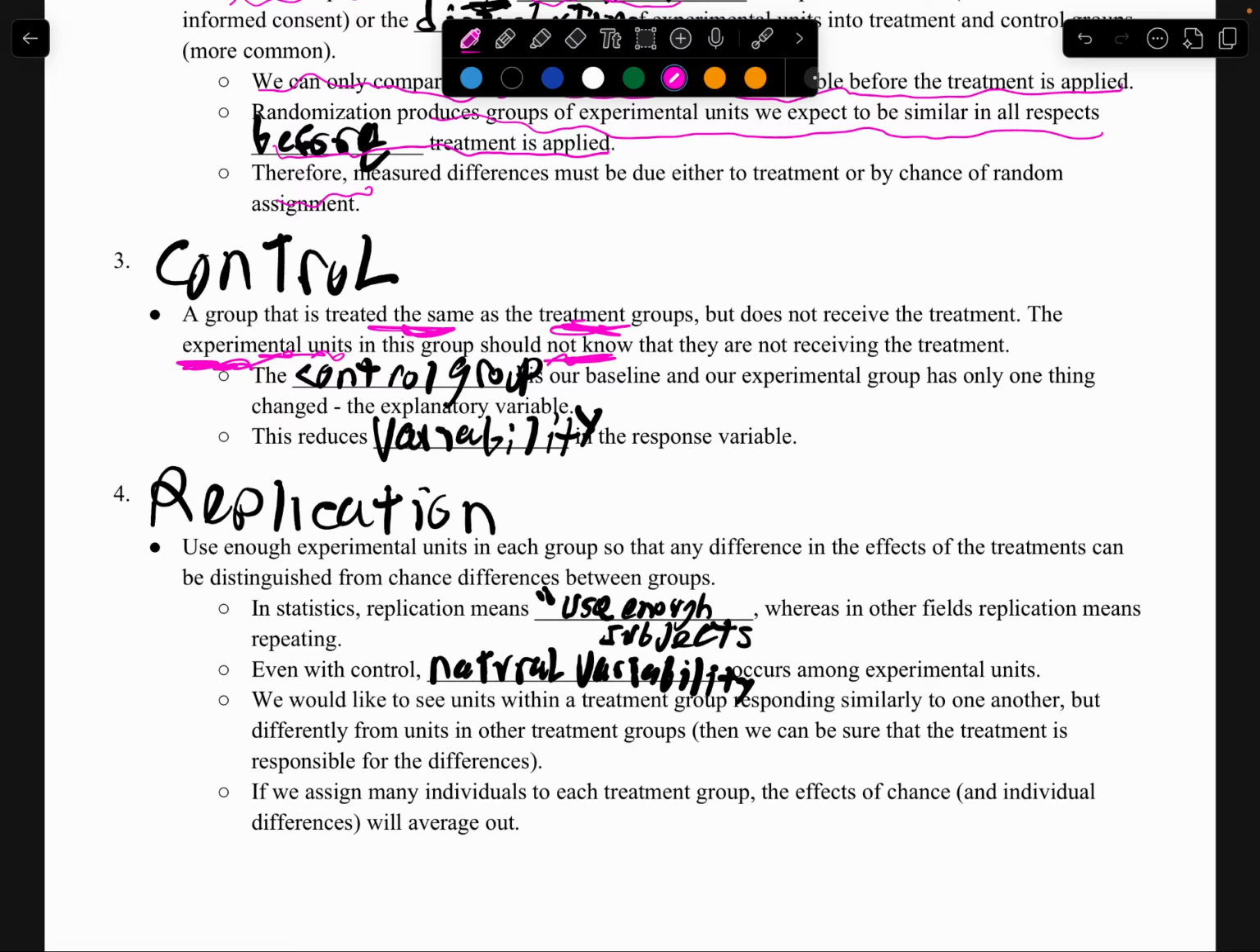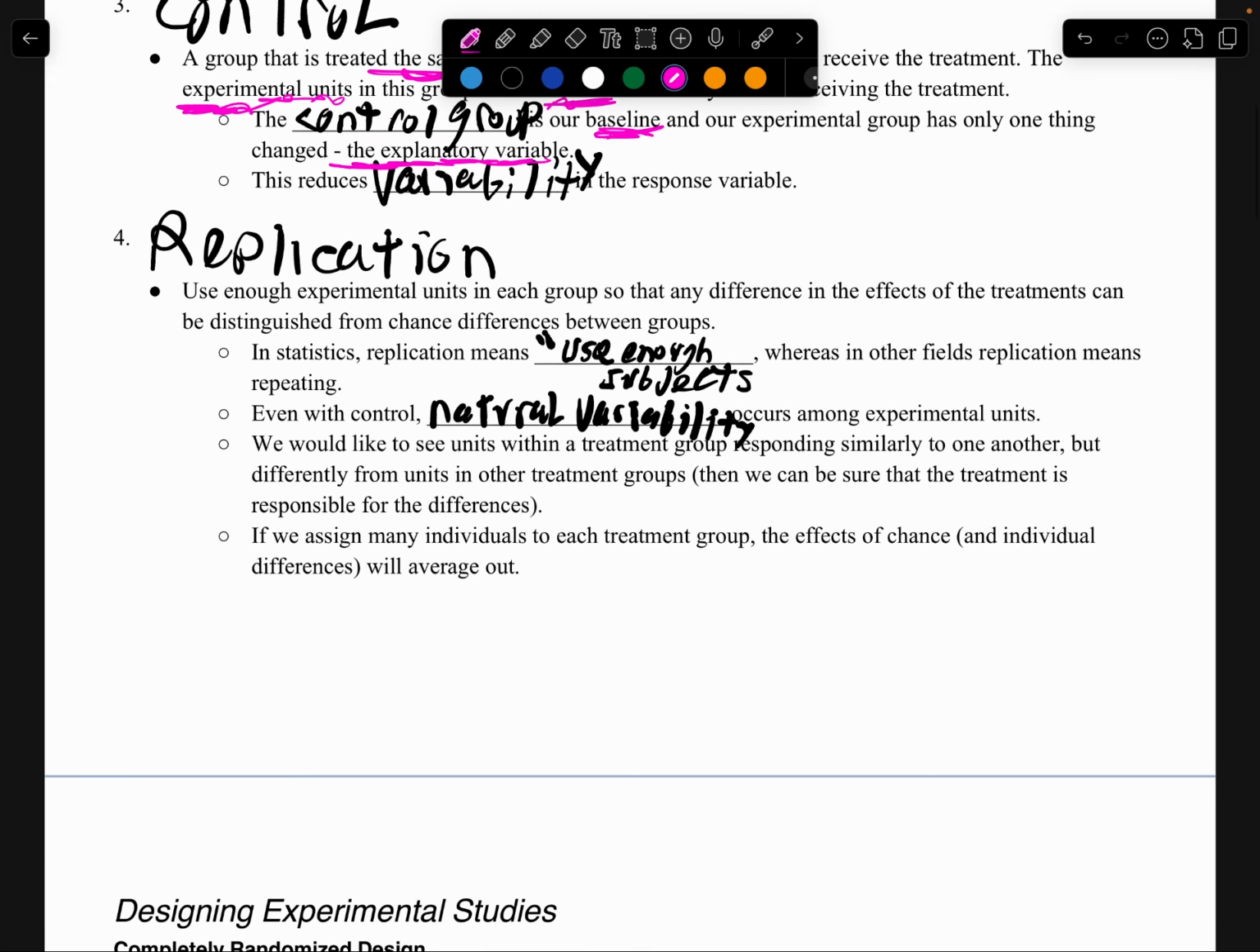The control group is our baseline. Our experimental group has only one thing changed: the explanatory variable, the pill, the placebo, or whatever it is. This reduces variability in the response variable. So, again, that doesn't have much meaning for you right now. Replication kind of means that we have enough people to do the experiment. In statistics, that's what it means.